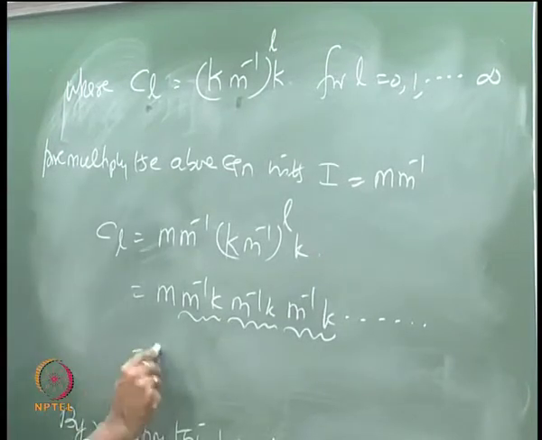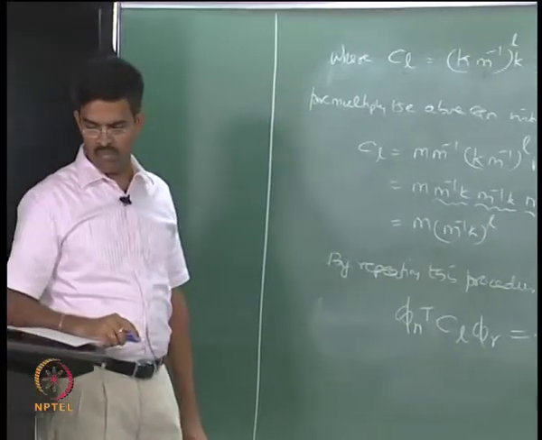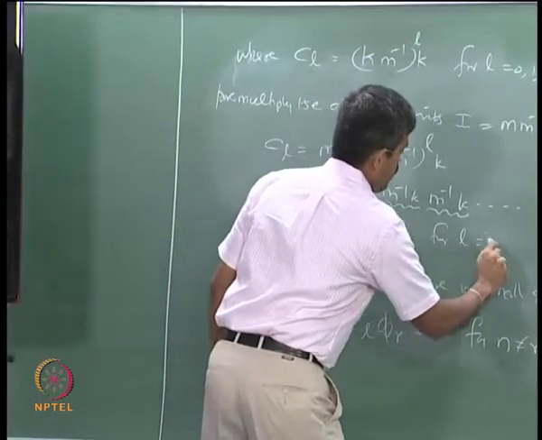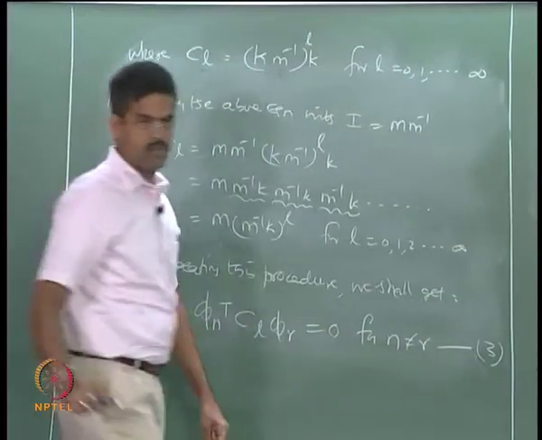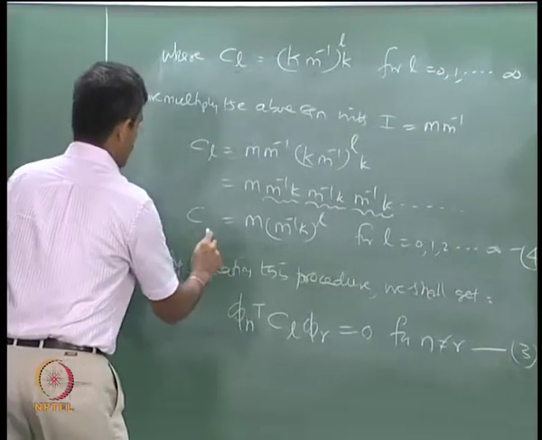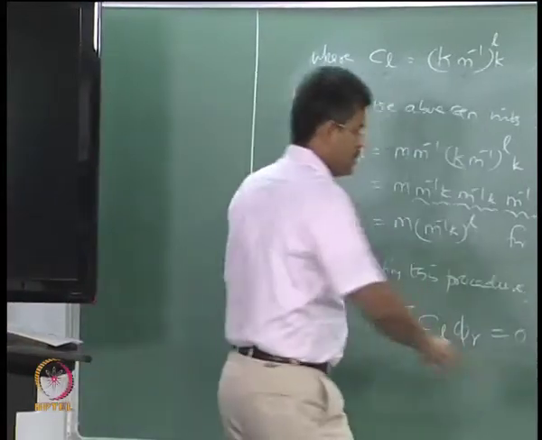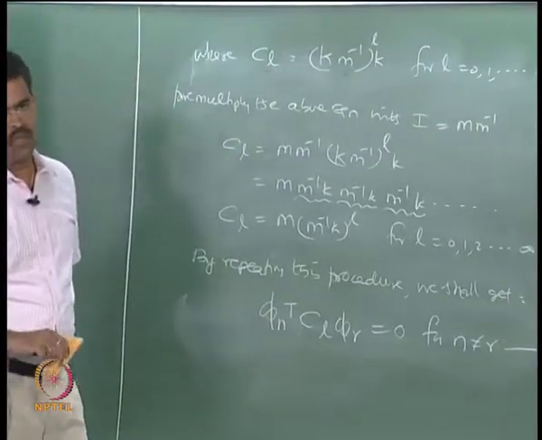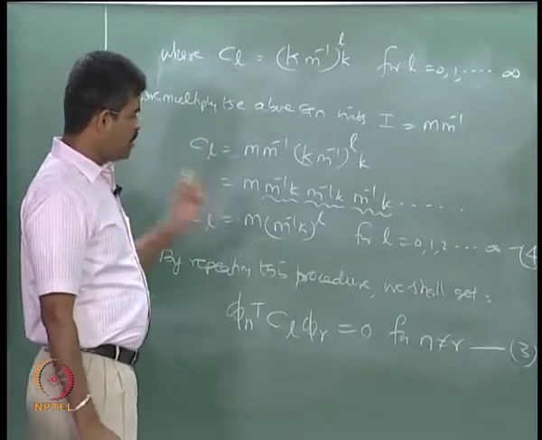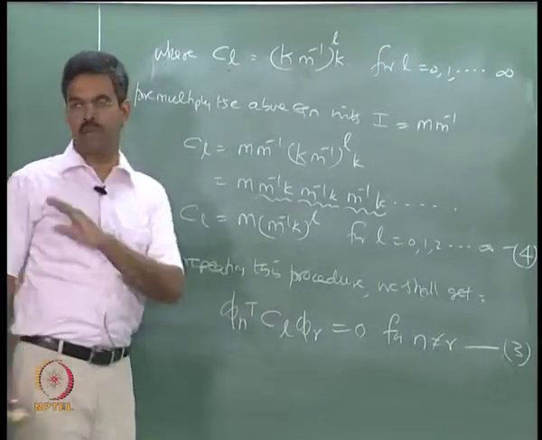I can now write this as m inverse K to the power L, for L varying from 0, 1, 2 to infinity. Let me call this equation number 4. This is nothing but C L. Okay? Any confusion here? Having said this, now instead of m inverse K, I will process the same equation again from the first step with K inverse m, see what happens.